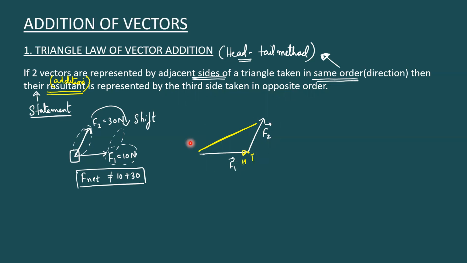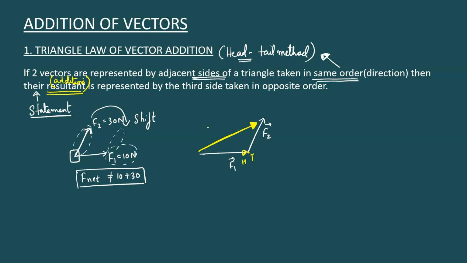So instead of going in anti-clockwise, this vector will have an arrow in the upward direction, opposite to the direction of the two vectors. You had to go anti-clockwise, but you're going in clockwise sense. Therefore, the resultant is represented by the third side. Are you all following?